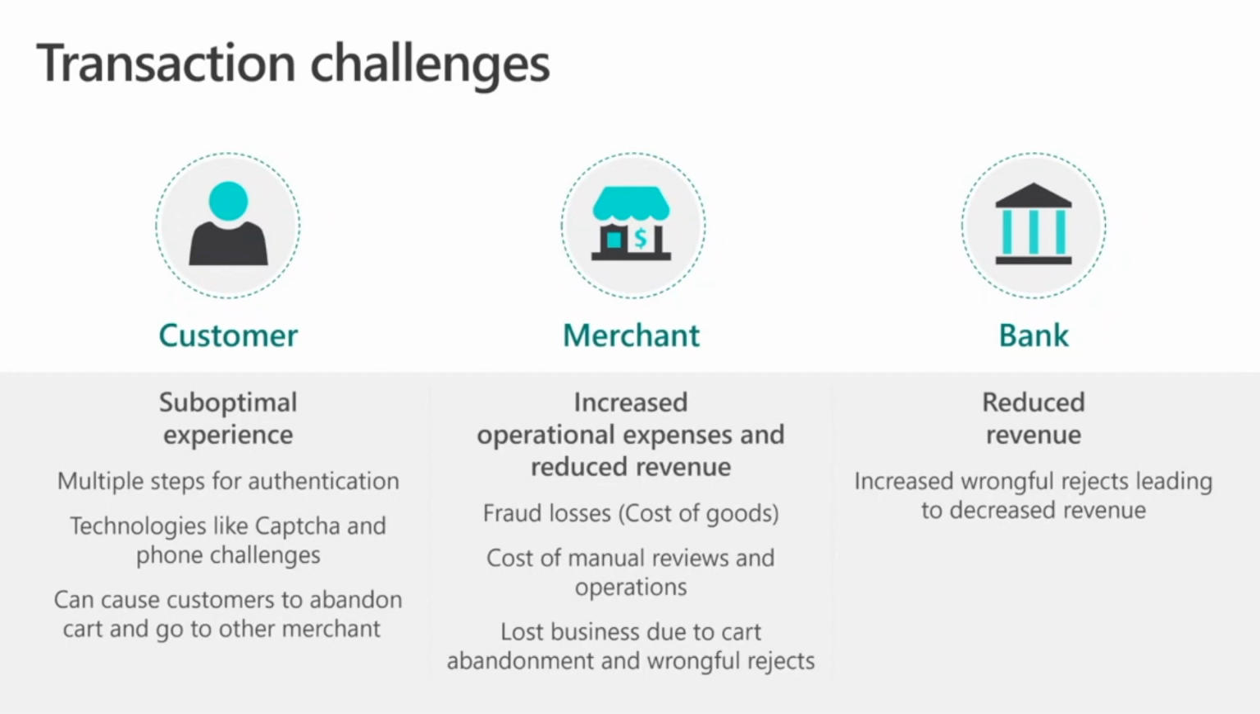For the merchant, the challenges are about controlling the cost of goods sold by controlling fraud losses, cost of manual reviews, loss of business from abandoned cards, loss of reputation among their customer base, and wrongful rejects, all of which increase the operational costs and impact a merchant's revenue. For the bank, it's a simple equation of lower profits because of wrongful rejects. So all three main players in a transaction get impacted by fraud and rejects made wrongfully.